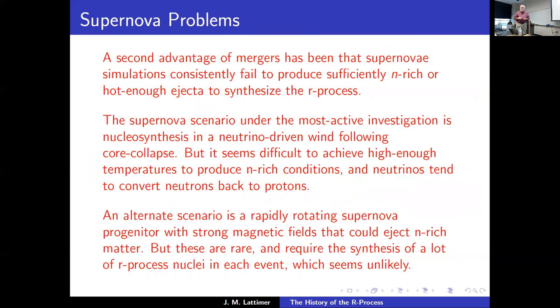Supernovae have also historically had the problem that they don't work as R-process sources from a theoretical perspective. The problem is that neutrinos basically protonize the ejected matter and leave it either less neutron rich than it was or even proton rich, and then you can't run an R process in that ejecta.